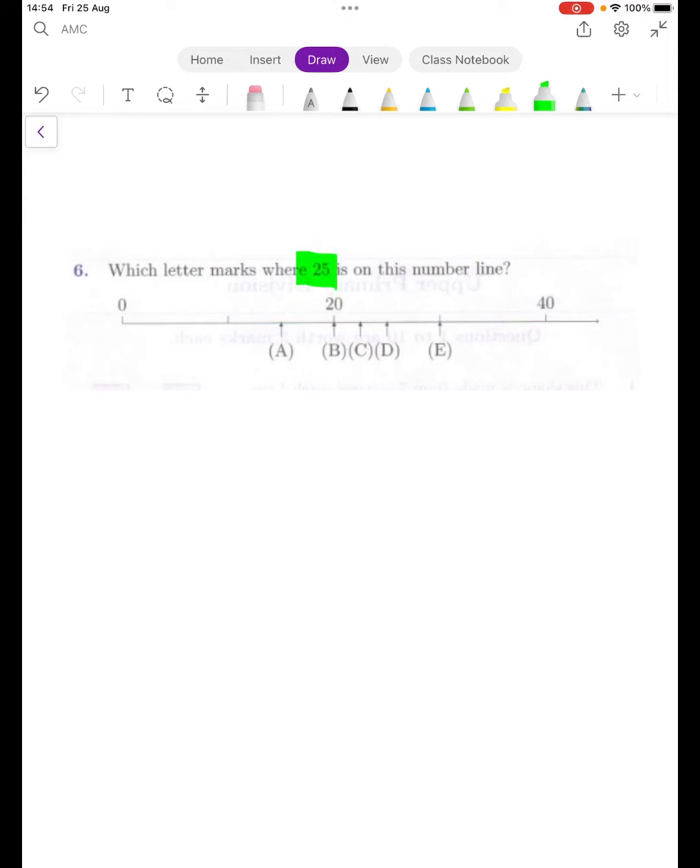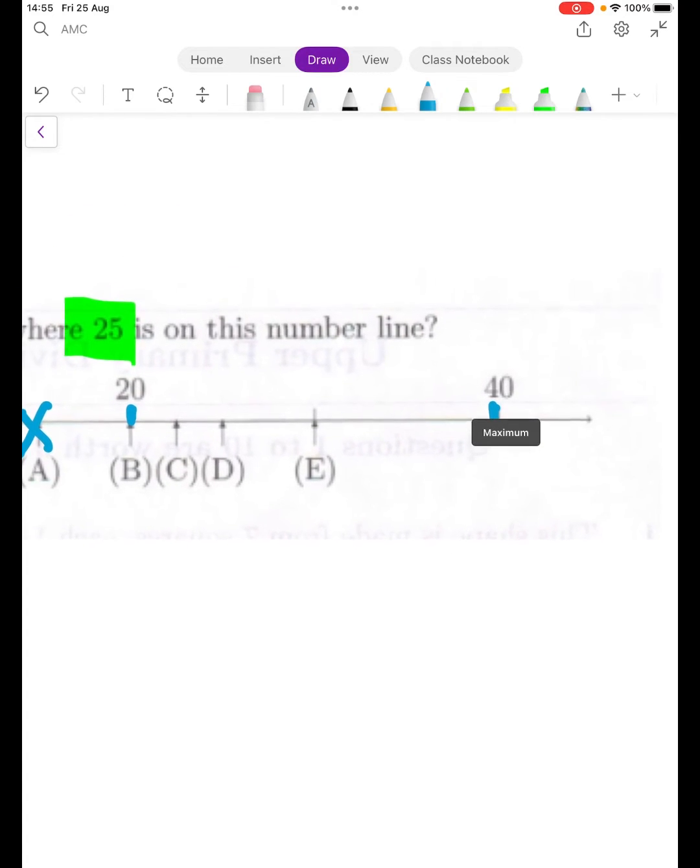Let's read the question. Which letter marks where 25 is on this number line? We are looking for 25. Now we can see there's a 0 here, 40 here, and right in the middle is 20. Now we have 5 options, A, B, C, D, E. We are looking for the number 25. Now of course it can't be A because A is before 20, so 25 can't be that.